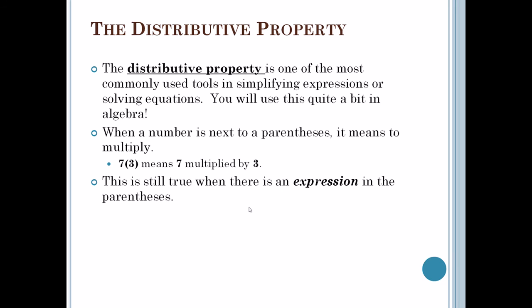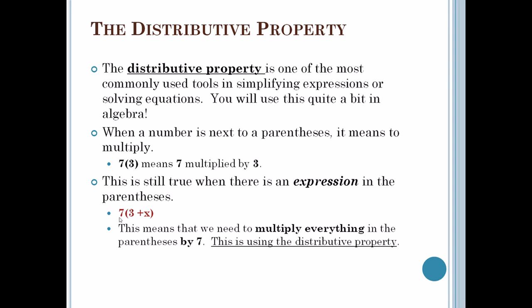This is still true even if I put an expression inside the parentheses, like this. 3 plus x is an expression. Because there's no equal sign, you can't solve it. They're not like terms. You can't do 3 plus x and group it up. But because the 7 is next to the parentheses, that means you have to multiply. So we need to multiply everything inside the parentheses by 7. And that's the distributive property. That's all it is. So we're going to do 7 times 3 and 7 times positive x.